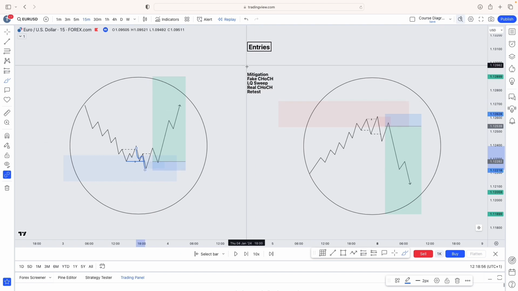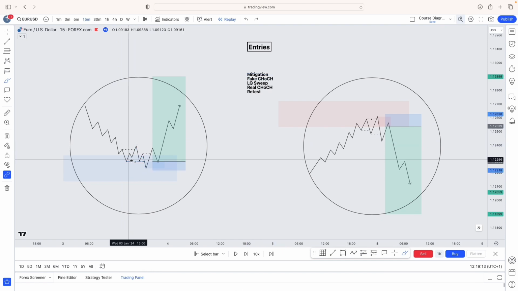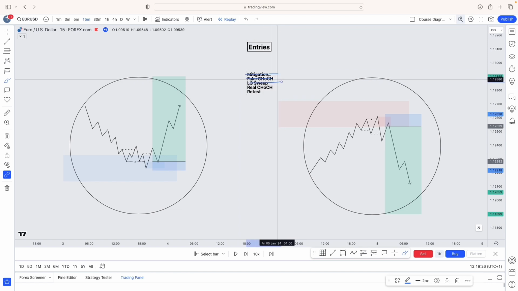So now what have we had? We've had a mitigation because we've come into our M15 demand zone. We've had a fake CHoCH because we've had this first CHoCH that people are going to think price is now going to move up, but it doesn't, right? It's a fake CHoCH. And then what does that fake CHoCH do? It generates strong liquidity below the low, and then price comes down and we sweep that strong liquidity here. So we have 3 of our entry criteria already. We have mitigation, we have fake CHoCH, and we have liquidity sweep.